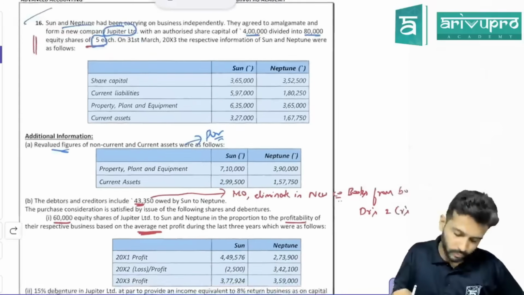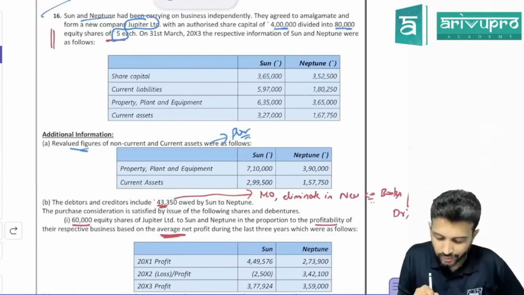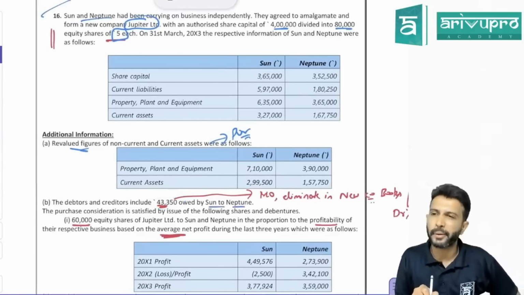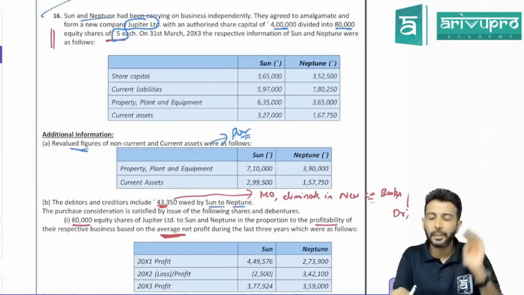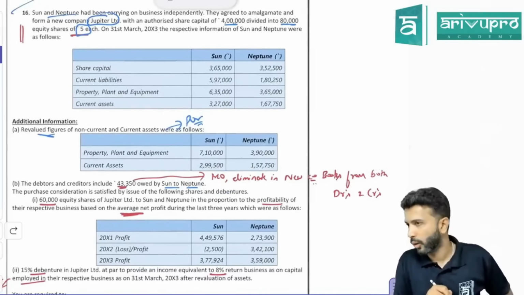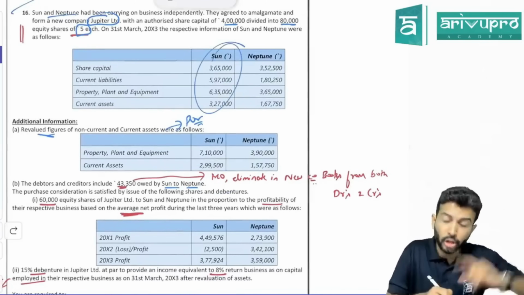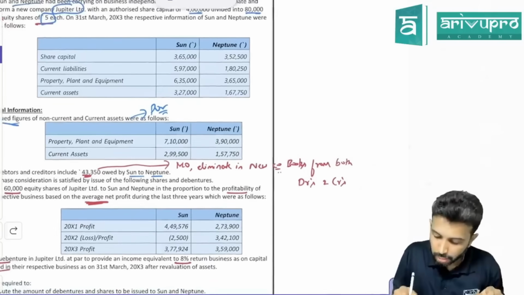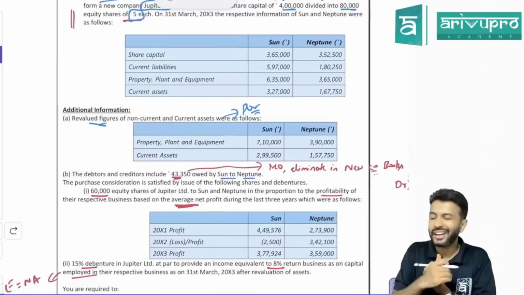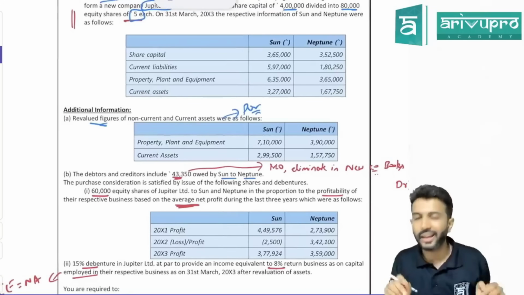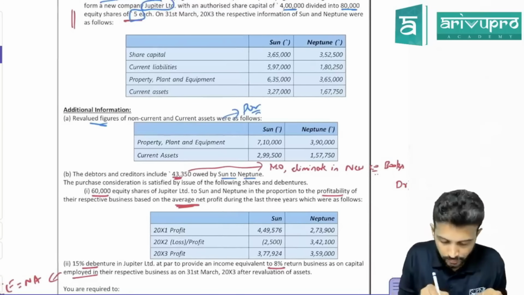Yes, sir. Debtors and creditors include 45,000 owed by Sun to Neptune. So this only we call intercompany transaction or mutual owings. Where will we eliminate this? Sun's books, Neptune's books or new company's books? Only in the books of the new company, both debtor and creditor will be eliminated. That's one. Okay. All right.